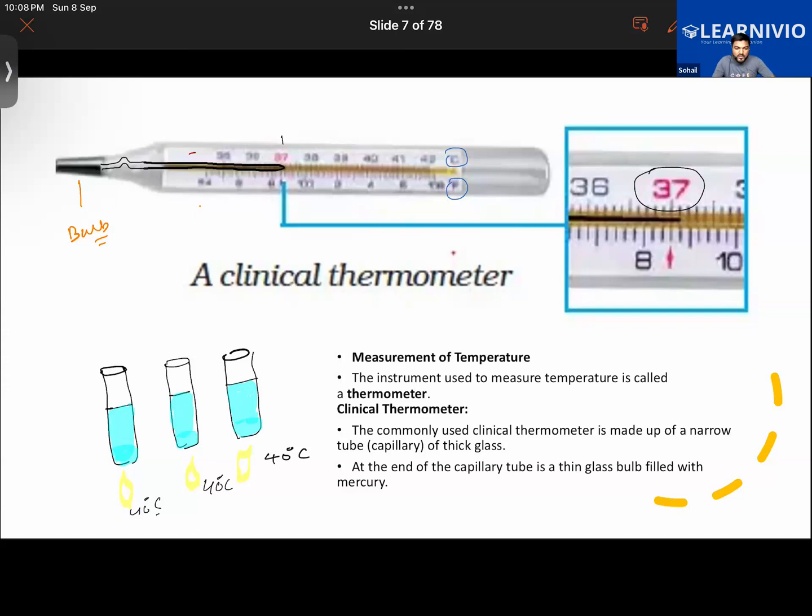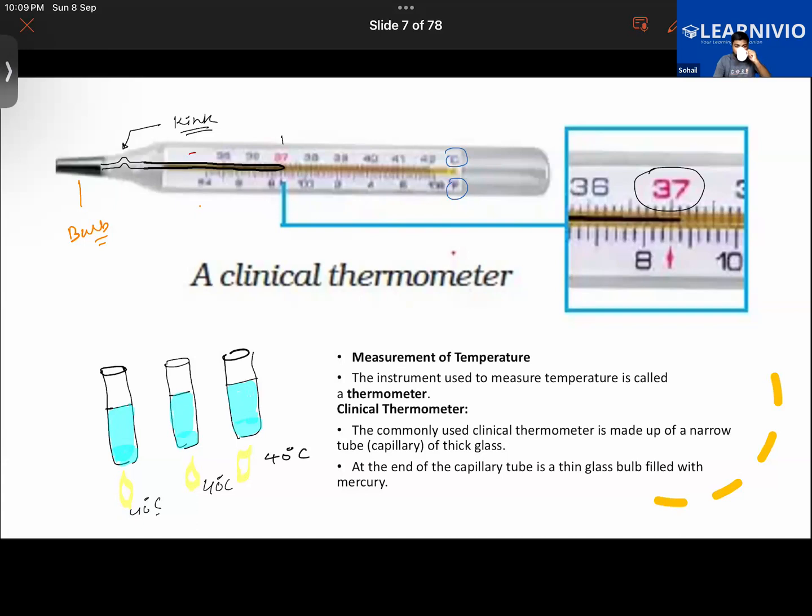Okay. Abu Bakr, you explain the role of this constriction called the kink. What is its role? Yes, Gauss, if you know, you can also explain. What is the role of the kink in a clinical thermometer?